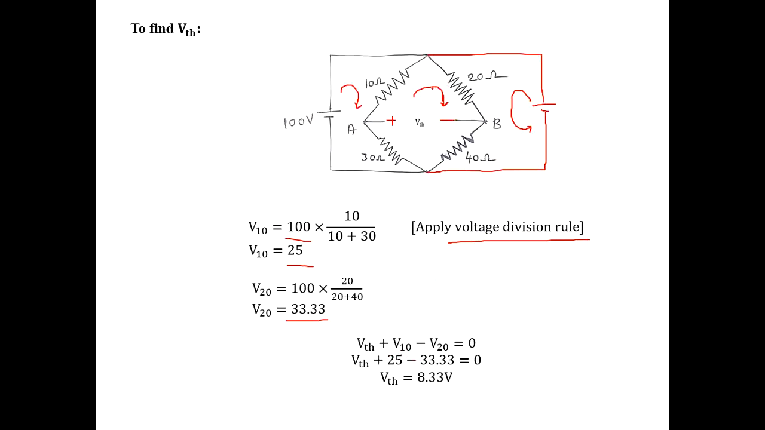Then here the current flowing through this resistor is in this direction. Here this is also in this direction. Both directions are the same. We can write the value as minus V20 equal to 0. Then substitute the values and we got the answer: VThevenin is equal to 8.33 volt.